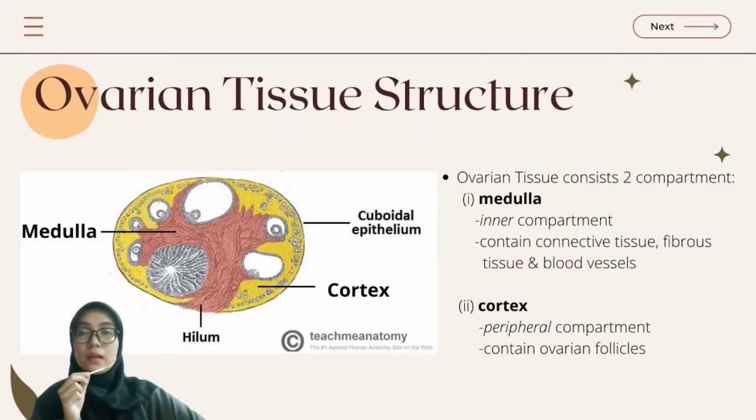oocyte. Ovarian tissue consists of two compartments, which are cortex and medulla. Medulla is the inner compartment. It contains connective tissue, fibrous tissue, and blood vessels. Cortex is the peripheral compartment. It contains ovarian follicles at different stages of maturation.